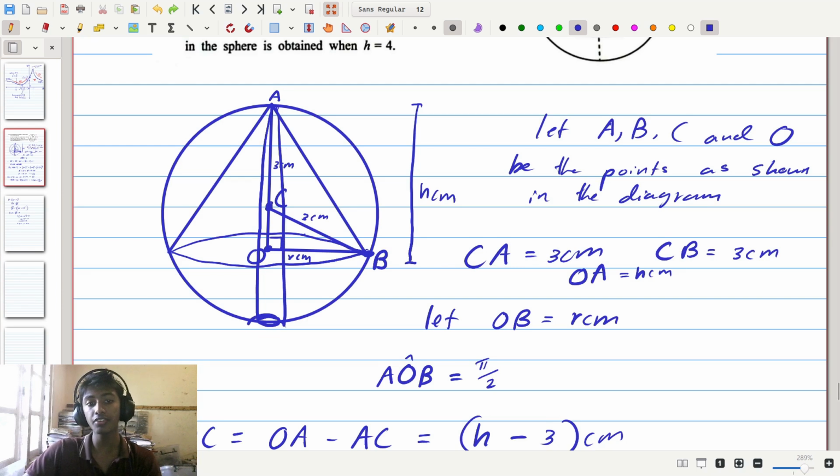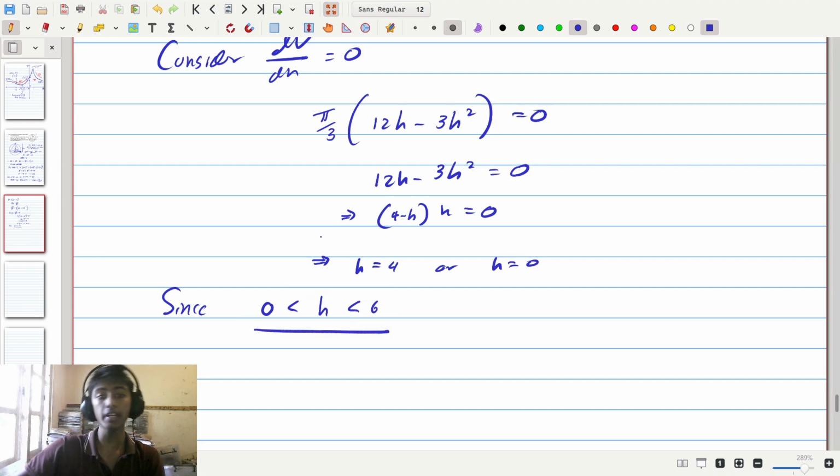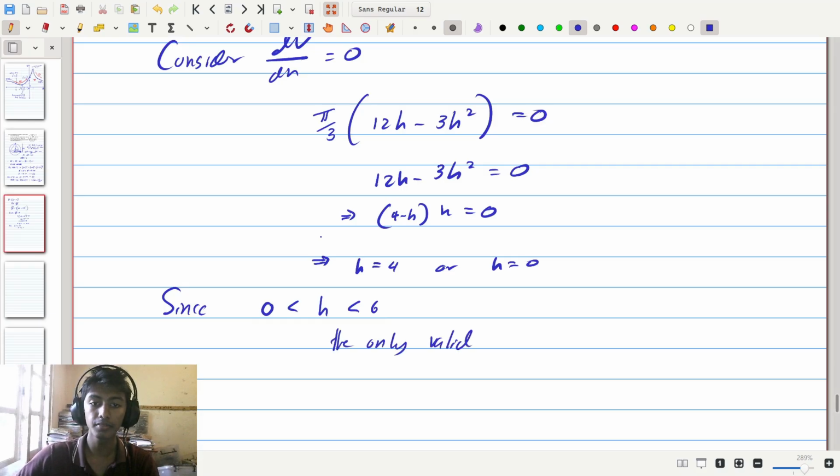The base radius here is going to approach 0, and we can see that's going to happen when the height is equal to double the radius or the diameter, which is equal to 6 centimeters. So from that we can see that our height h can only vary in between 0 centimeters and 6 centimeters. So we can say, since h is limited between 0 centimeters and 6 centimeters, we'll write it like this. Since h is limited in between these two, the only valid value is h equals 4.